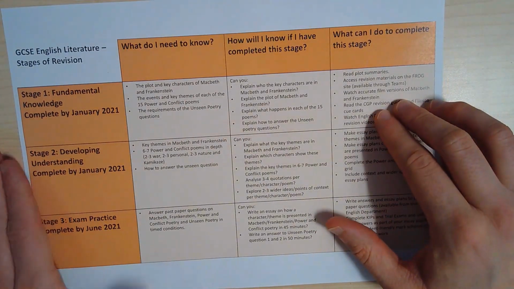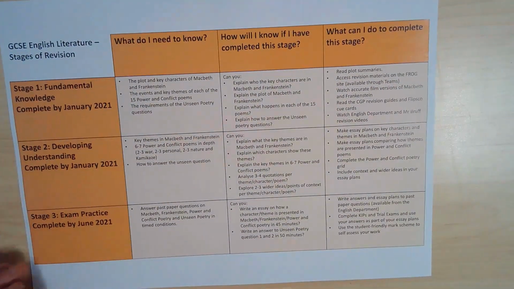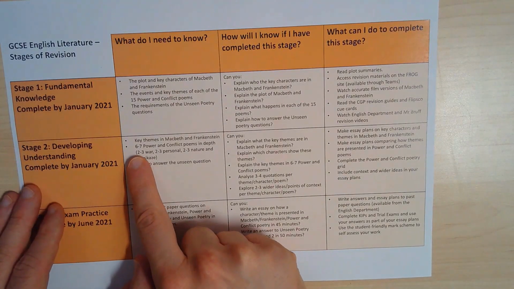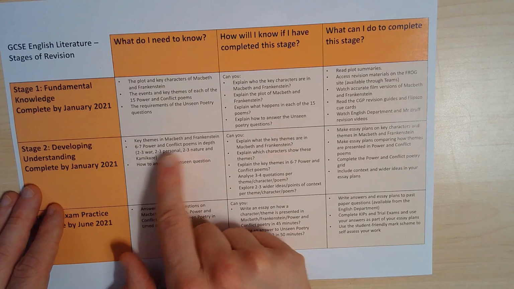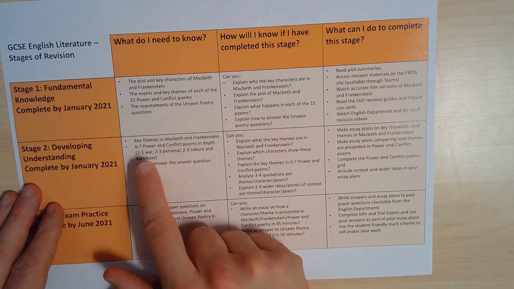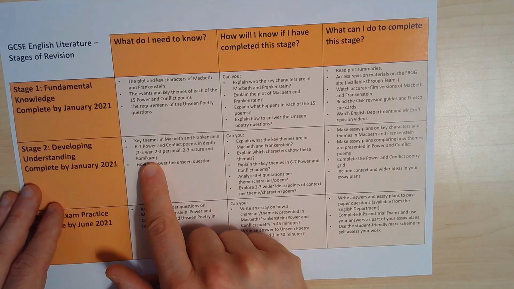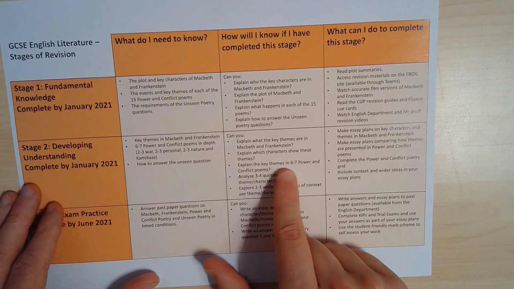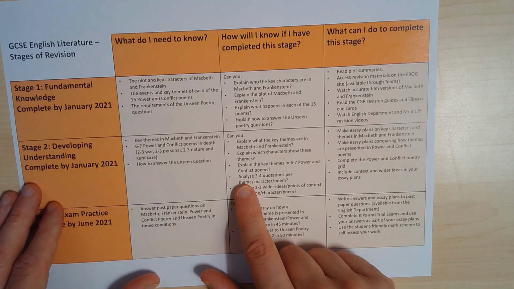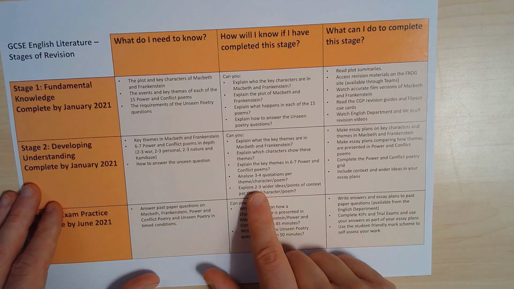What we're going to do from that is look at the next stage, where we understand 6 to 7, 7 to 8 in depth: 2 to 3 war, 2 to 3 personal, 2 to 3 nature, and Kamikaze. It's quite a nice one-size-fits-all poem. Can you explain key themes in those 6 to 7, and analyse 3 to 4 quotations and 2 to 3 examples of context or ideas in those poems?